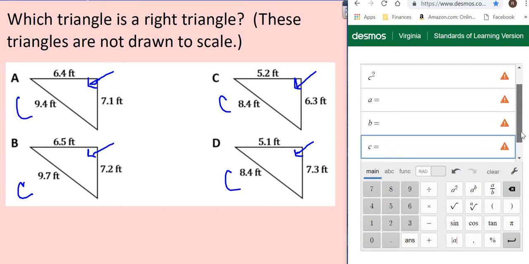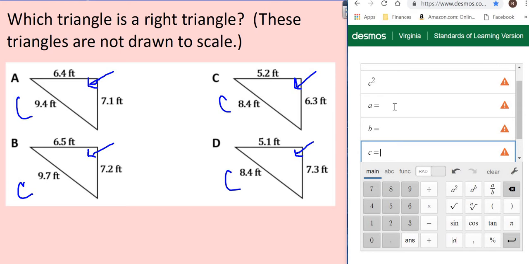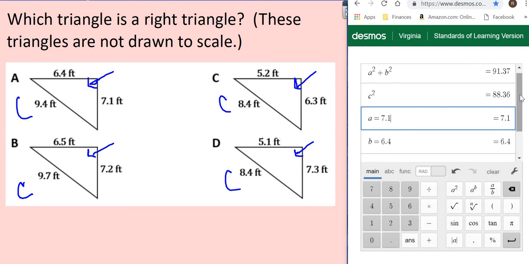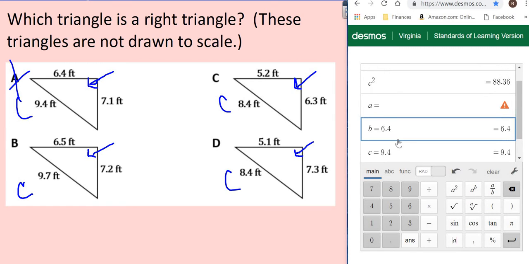So the first thing I'm going to do is look at A. I'll put in my C first, which is 9.4. Put in my leg, 6.4. The order of the legs does not matter. And the other leg is 7.1. Let's see if both of those equal. They do not. So A is not a right triangle. Let's go ahead and erase these numbers so I don't get confused. I'm just going to erase them all.